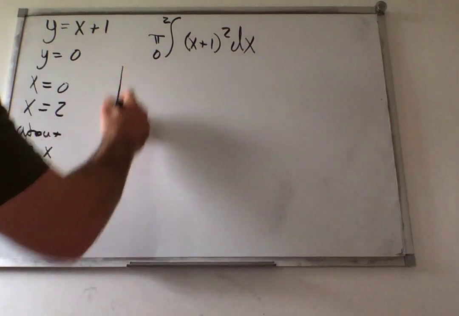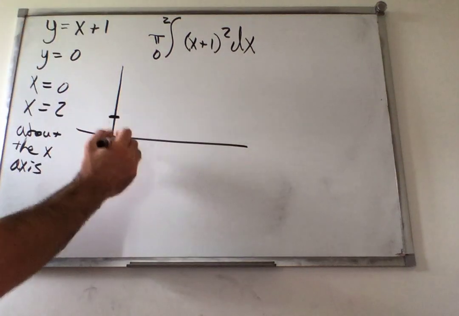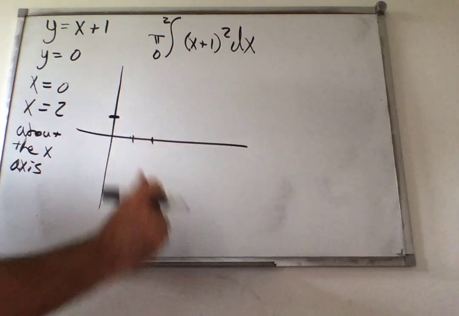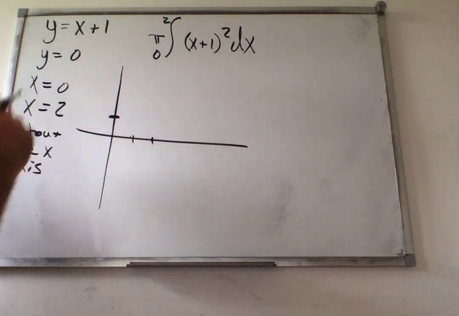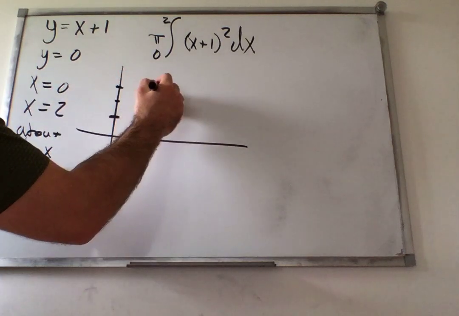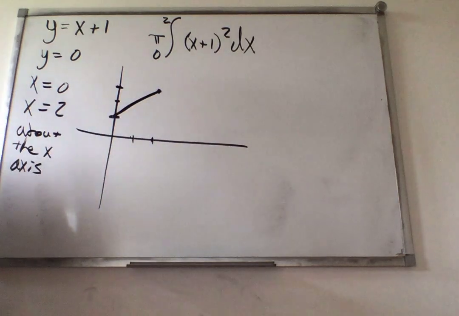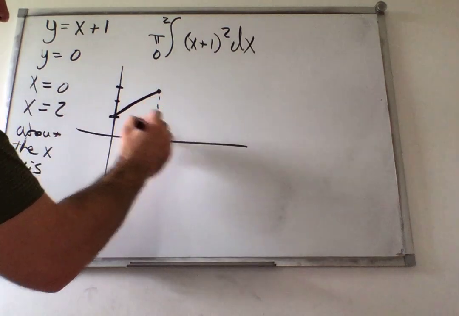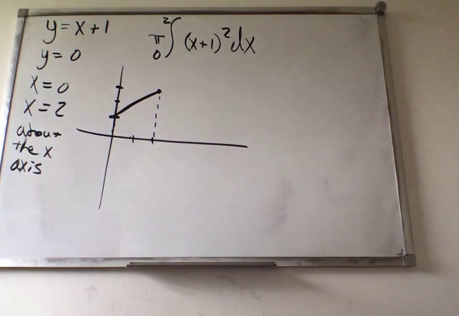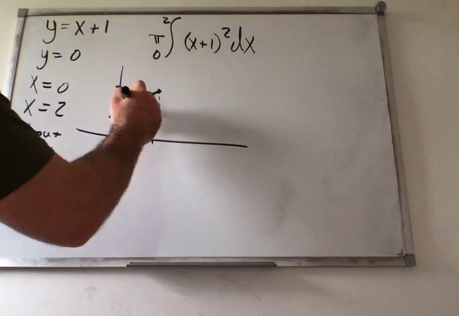Let's draw a picture of what this looks like. X plus 1, start on the y-axis at 1, 1 to 2. We're going from 0 to 2. And then, let's see, up 1, 3. The graph looks something like that. And we are taking this little shape right here, this trapezoid, and we're revolving it around the x-axis.